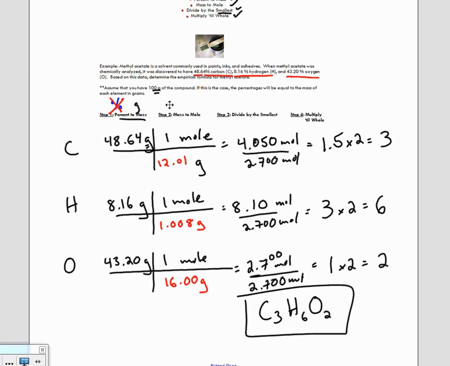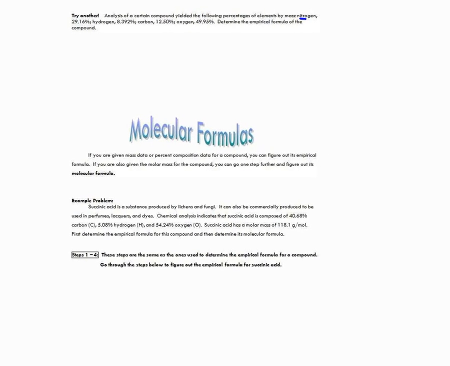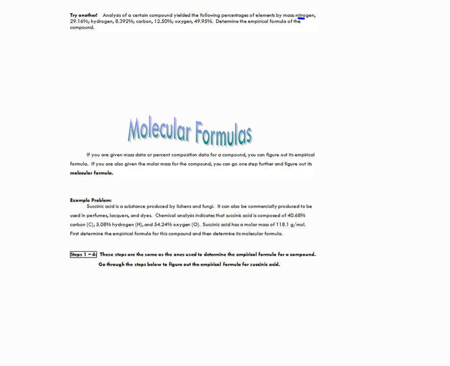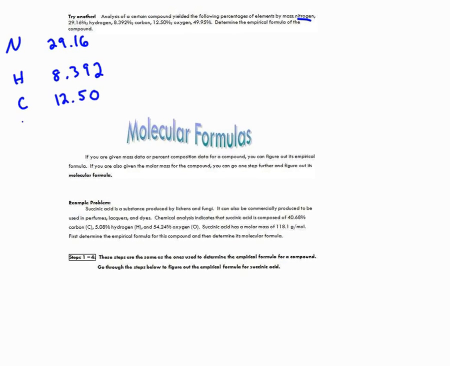Okay, let's try another one. These will get easier and faster as you go. All right, a certain compound yielded the following percentages. Nitrogen, I'm going to write this as I go to save us some time. 2.16. Hydrogen, 8.392. Oops, sorry, I wrote that out of order. Carbon, 12.50. And oxygen, 49.95.